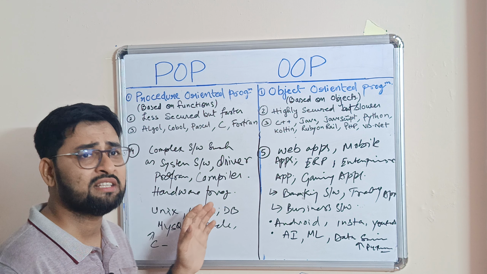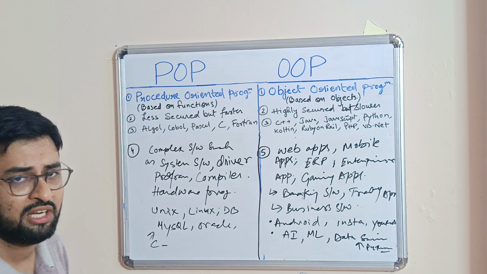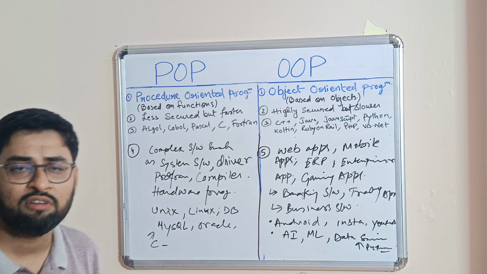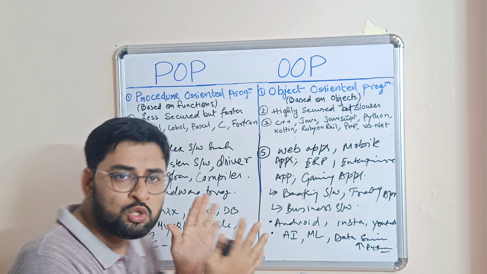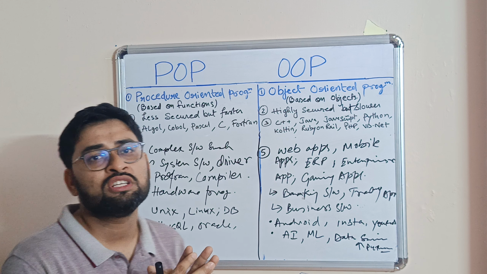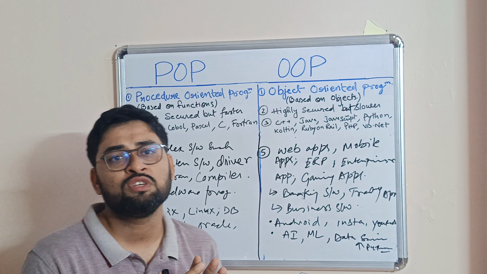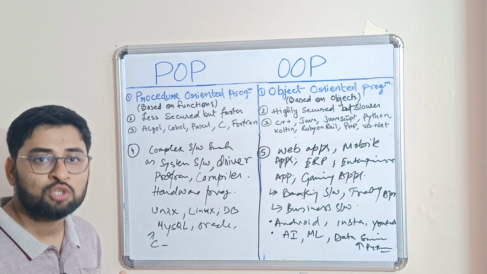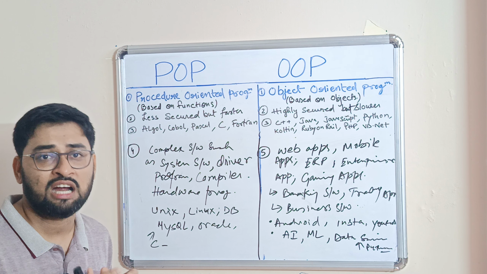So it is a low level language. Basically whatever languages follow POP are very low level. Low level means what? It is closer to the machine. Those languages are called low level because they are closer to the machine. Languages which follow POP, that means C, are low level, closer to hardware. Hardware easily understands those languages.